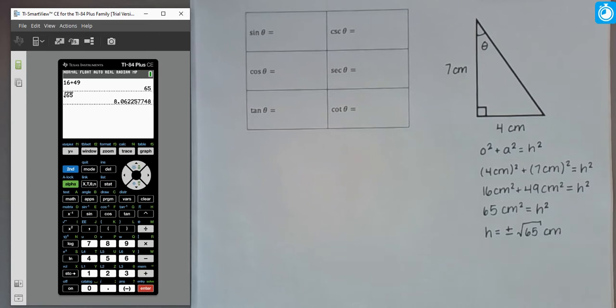So if we can't take the square root of 65 exactly, is there something that divides into 65 that we can take the square root of? What would that look like? Well, what we're looking for here are any perfect squares that would divide into 65. So our perfect squares are going to be 4 and 9 and 16, 25, 36, 49, and so on and so forth.